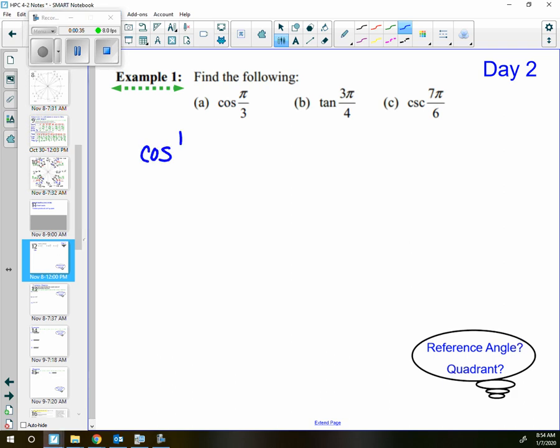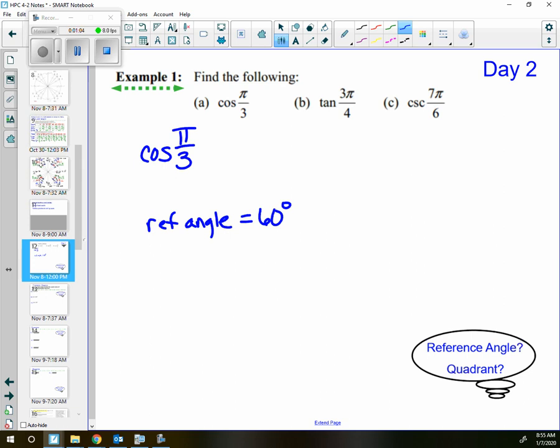So we need to think about what pi over 3 means. Sometimes it's easier for people to think in degrees. Remember, pi is 180, so 180 divided by 3 is the same as 60 degrees. So our reference angle, or the angle that we're looking at to see how far we are away from the x-axis, is 60 degrees or pi over 3. So that means we can get the ratio from knowing that. If we know what the cosine of 60 is, we're going to be able to figure out what this is.